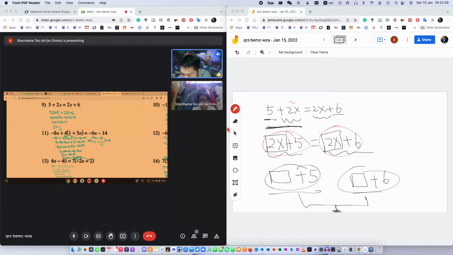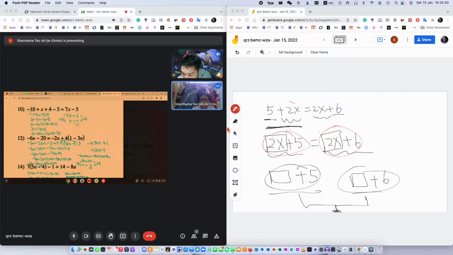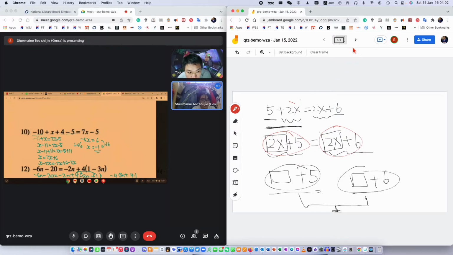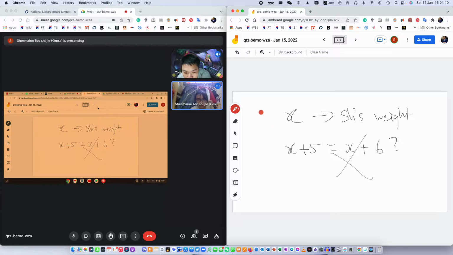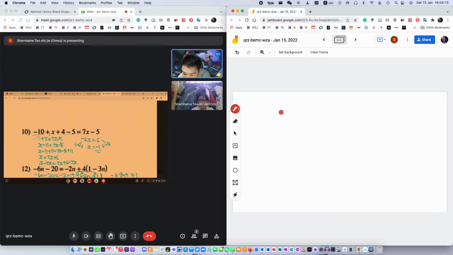You want to go 11 or 10? 10. Okay, good. Let's look at 10. I hope you are looking at the Jamboard as well. Are you looking at the Jamboard? Okay, good. Go back to the PDF. I'm going to write down the question first. I'm going to explain to you. Okay, never mind. We can look at this first.